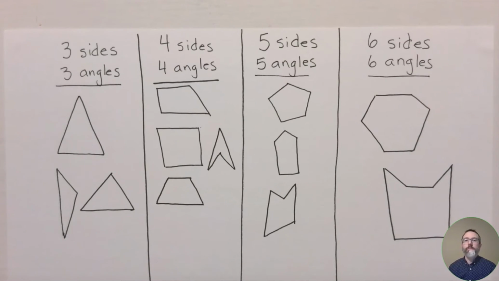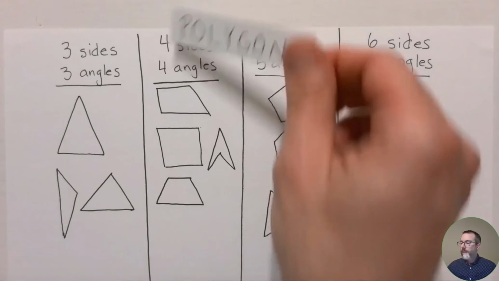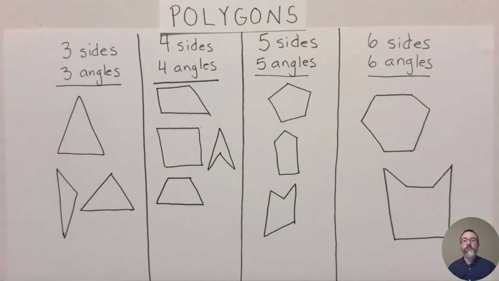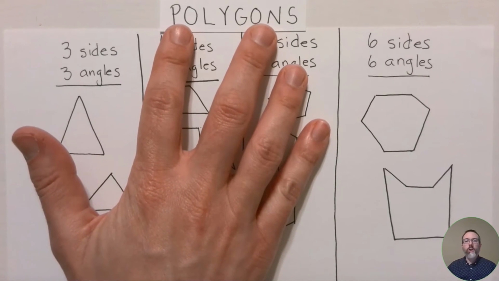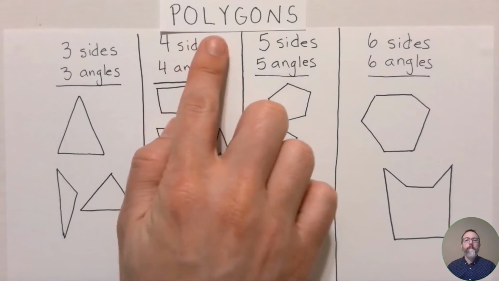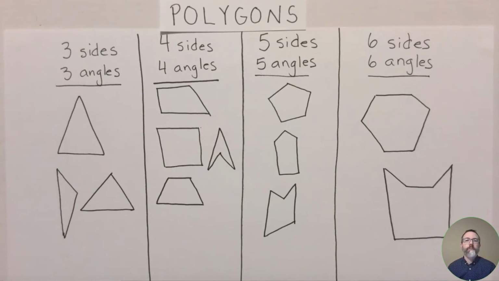All of these shapes have a special name. Any shape that has 3 or more sides and is a closed shape is called a polygon. So these are all polygons. Say that word with me. Polygons. Again, a polygon is just a shape that has 3 or more sides and is a closed shape.